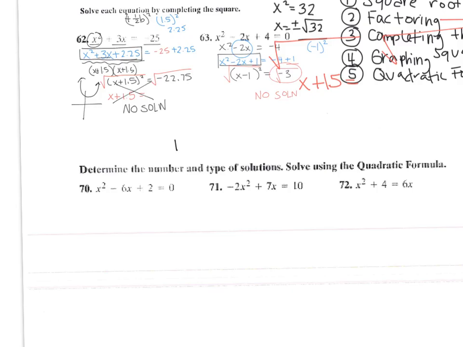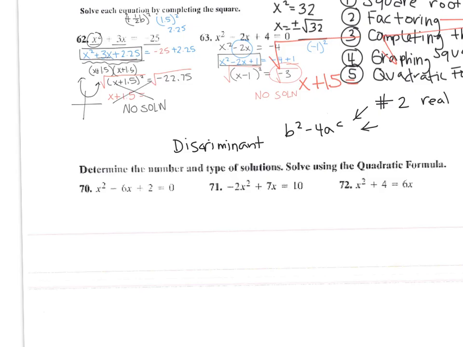And then down here, determine the number and types of solutions. This is when you're going to use the discriminant. So the discriminant is what is underneath the square root in the quadratic equation. So it's b squared minus 4ac. So if b squared minus 4ac is positive, there's going to be 2 real solutions.